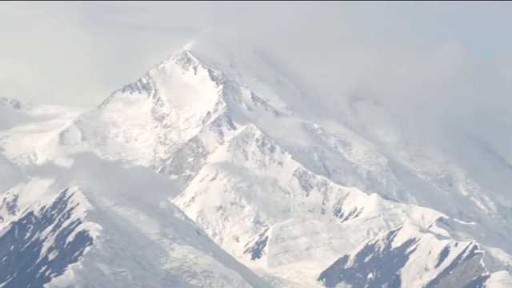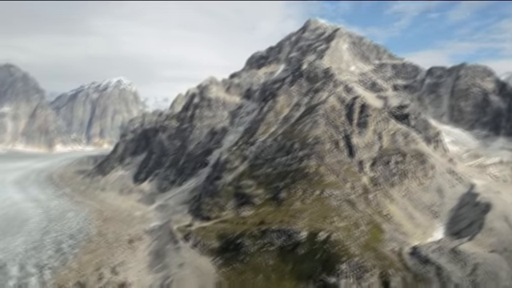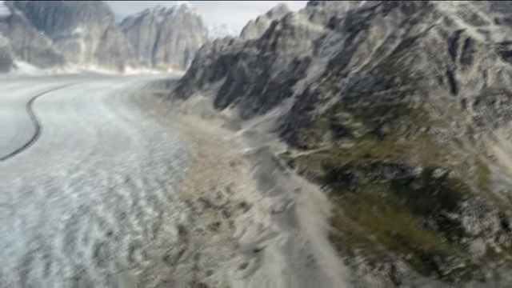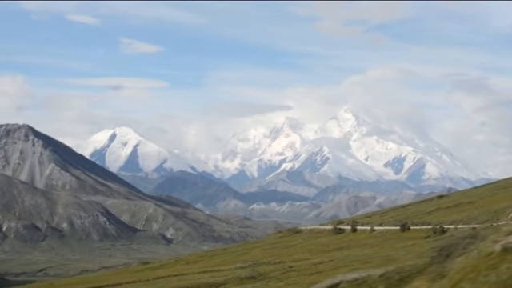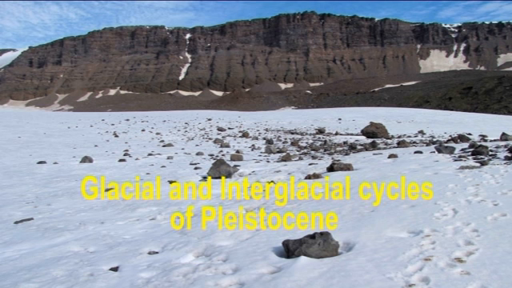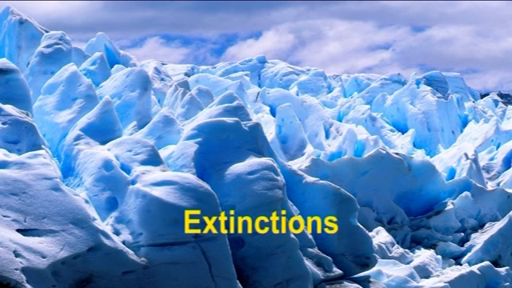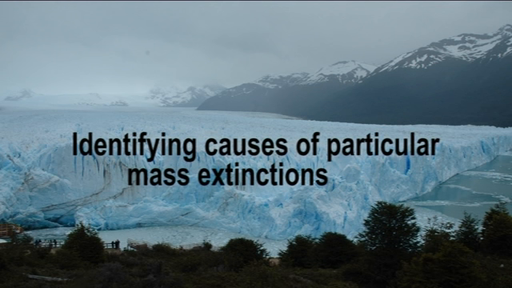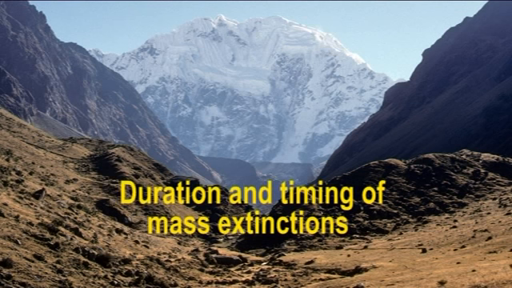Based on climate proxies, paleoclimatologists study the different climate states originating from glaciation. Objectives of this lesson are to know about ice ages, glacial and interglacials, glacial and interglacial cycles of Pleistocene, extinctions, identifying causes of particular mass extinctions, duration and timing of mass extinctions.